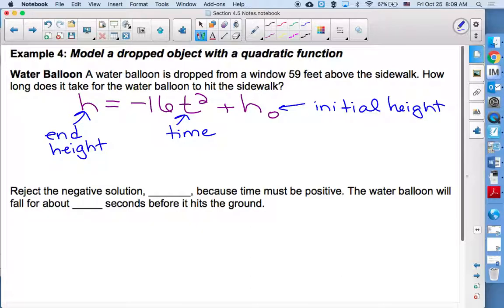So again, looking at our problem here, a water balloon is dropped from a window that's 59 feet above the ground. So 59 feet above the ground, or the sidewalk, would be my initial height. That's where it's dropped from. So I'm going to plug that in.